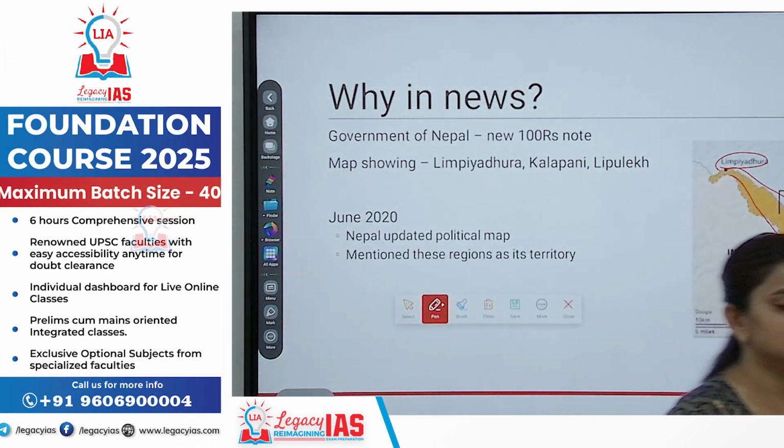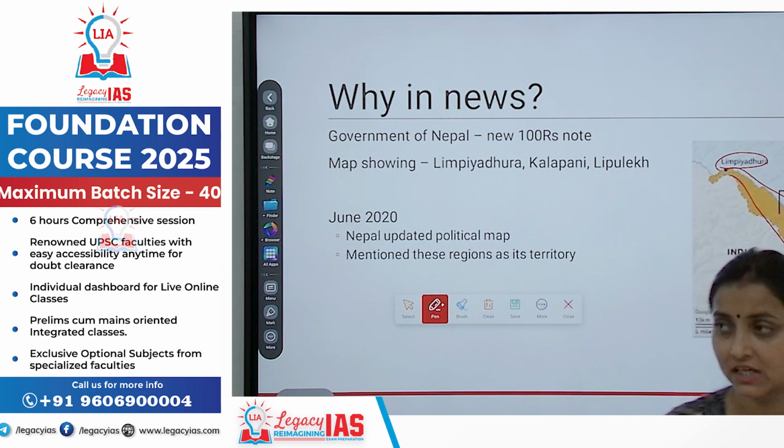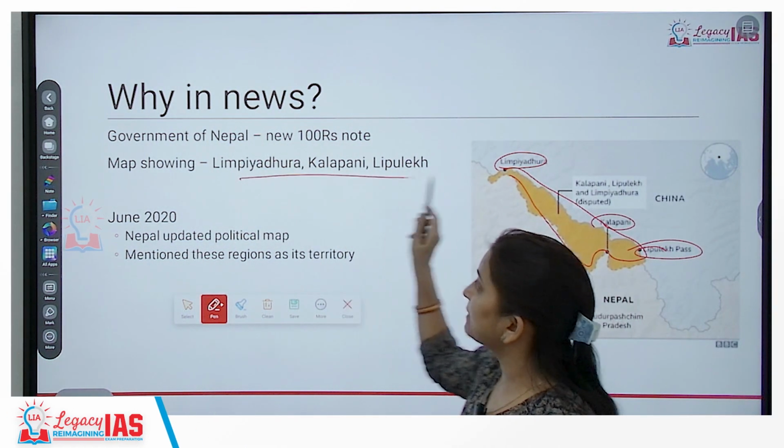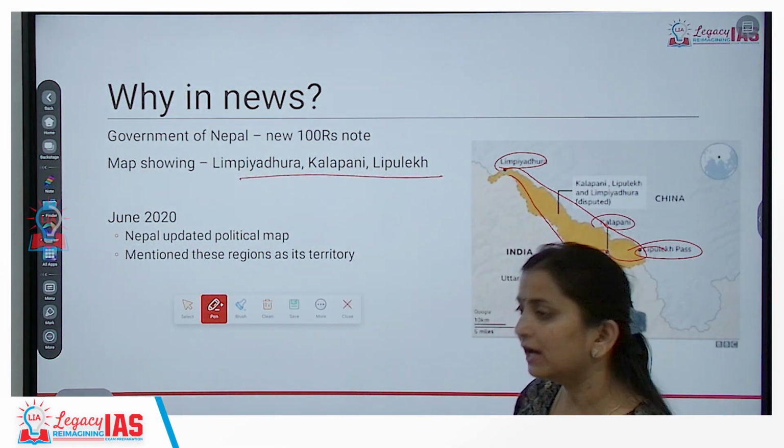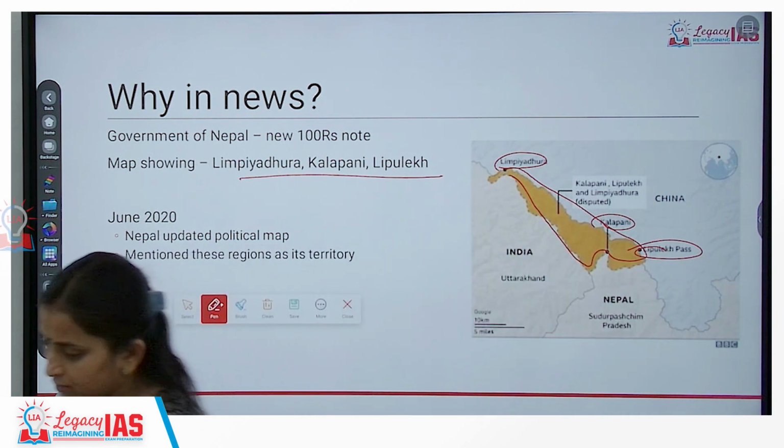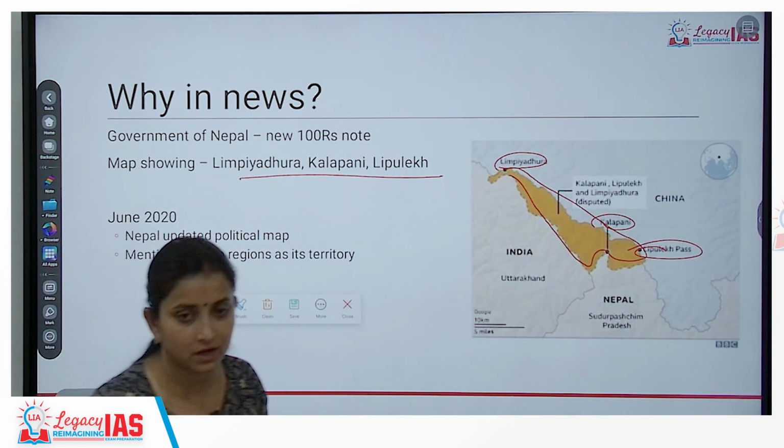India and Nepal ke beech mein this is a disputed territory. Okay? So, the map shows these three as a territory of Nepal and which has not received any kind of positive response from Government of India.